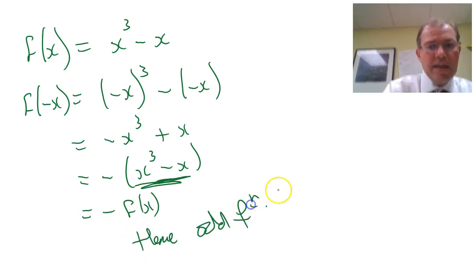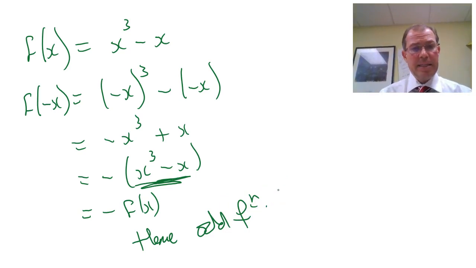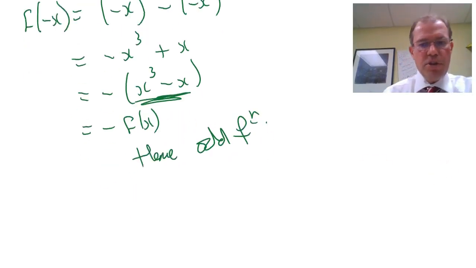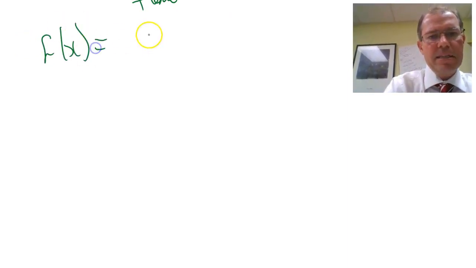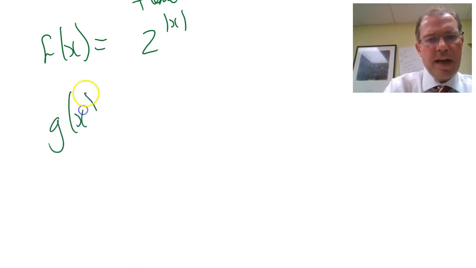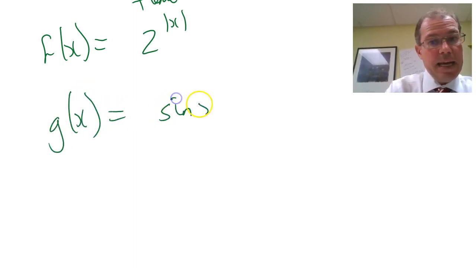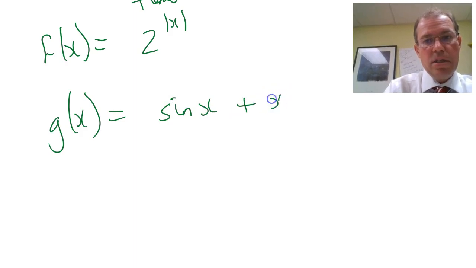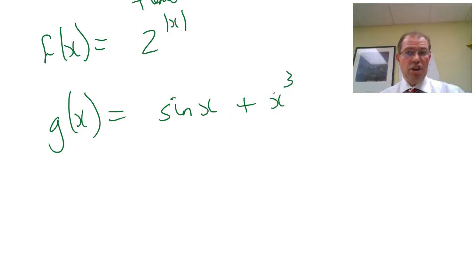So this function here is an odd function, and it has that rotational symmetry of order 2 around the origin, and you can sketch that if you want. Okay, a couple more for you to think about. What about these two? What about f of x equals 2 to the absolute value of x? What's that one? What about g of x equals sine x plus x cubed? And even cosine x as well. Is that an even function, an odd function, or neither? Have a think.